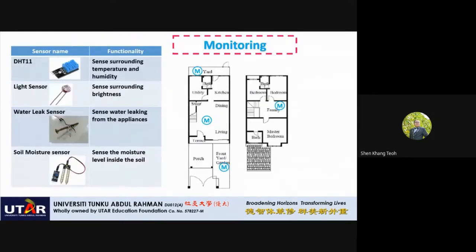What are the sensors needed for this connected home system? First of all, the sensor is DHT11, used to sense the surrounding temperature and humidity. Second is a light sensor to sense the surrounding brightness. Third is a water leak sensor. It's just a DIY sensor that only uses wires as a water probe to detect water leaking from the appliance. Lastly is a soil moisture sensor to read the soil moisture level.